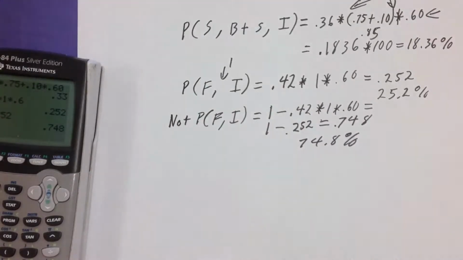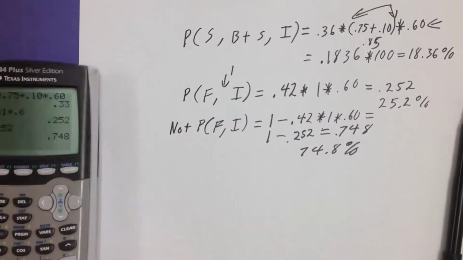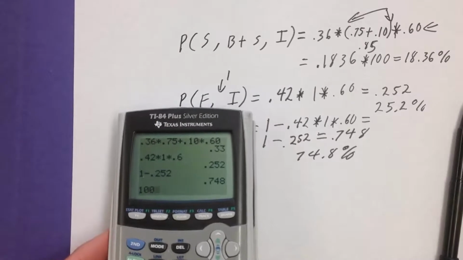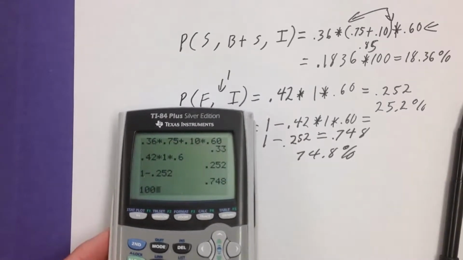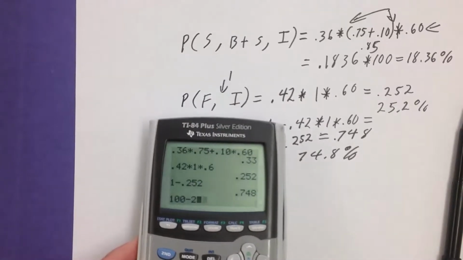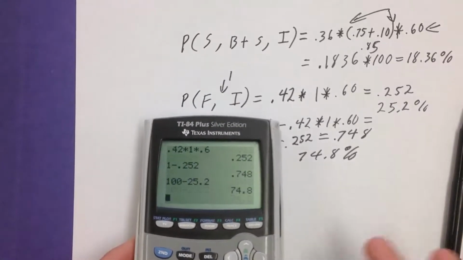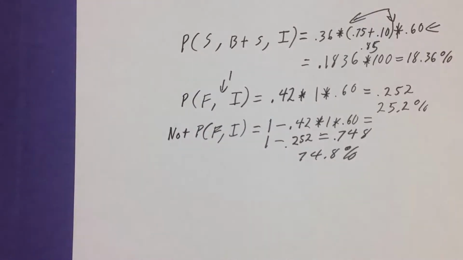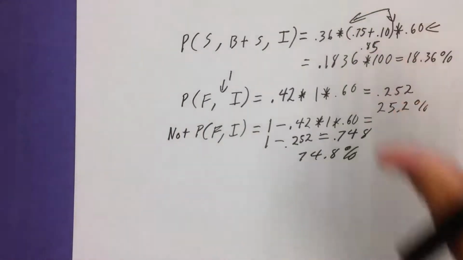And you're probably asking, well, this would work better with 100. Well, yeah, you probably would, but you know what? It's going to give you the same exact answer, except in percentages. So 25.2 subtracted from 100 gives 74.8, which is exactly what I got. All right, so you can see how this works.